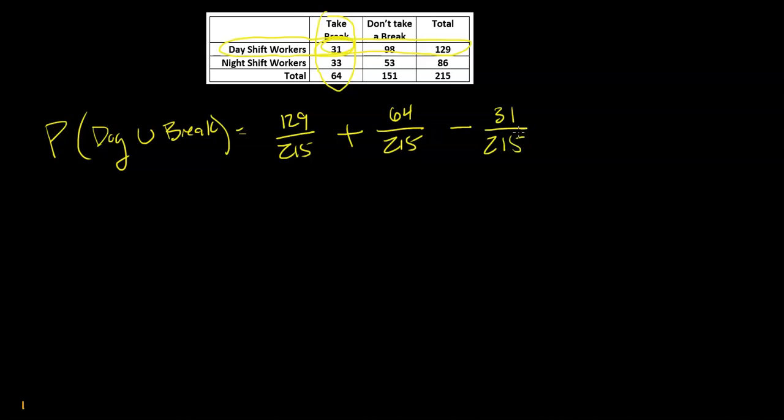I'm not getting rid of those people. I'm just preventing them from being counted twice. So I already got a common denominator, so just add my numerators, 129 plus 64, subtract the 31, and I get 162 out of 215. So very, very easy. It's actually very simple. So it's a pretty easy formula to use, and taking advantage of it could actually help you a lot.